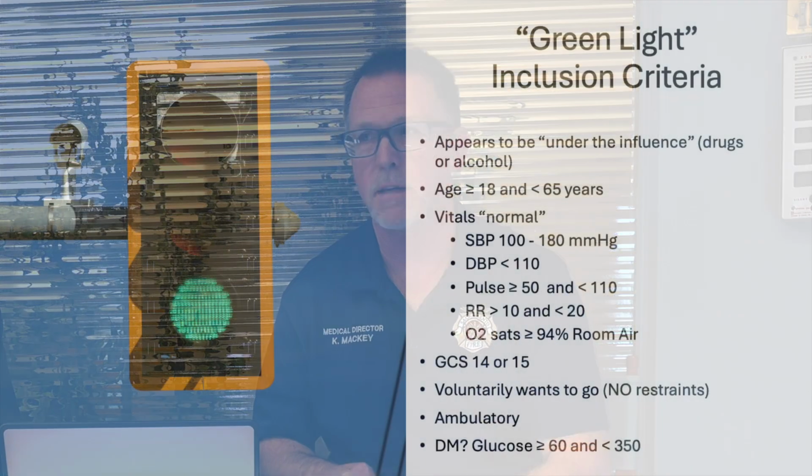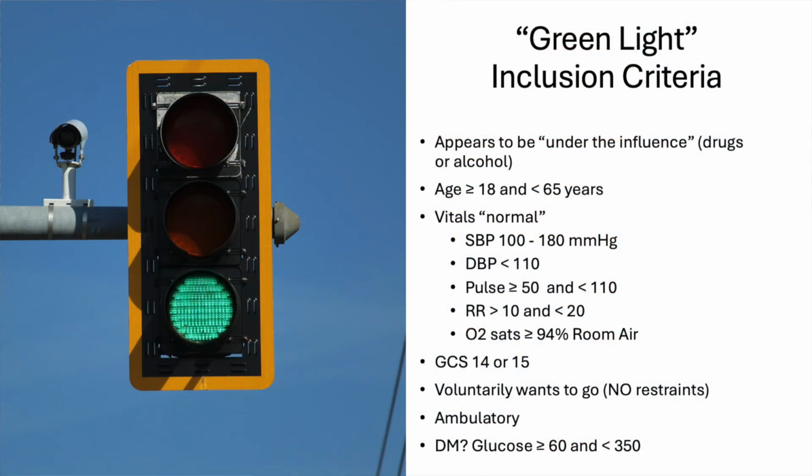All right, so these are the green light inclusion criteria. I'm going to go through these kind of quick because I'm going to show you this great tool that you gave us. Basically, this is for the sobering centers. This is a person who appears to be under the influence of alcohol or drugs. They're greater than or equal to 18, so 18 to 64 is our age range. The vitals are normal. You can see them right here, but basically a systolic blood pressure of 110 to 180 and a diastolic blood pressure less than 110. Their pulse rate is greater than or equal to 50 and less than 110. Respiratory rate 10 to 20. O2 sats greater than or equal to 94% on room air. They have to have a GCS of 14 or 15.